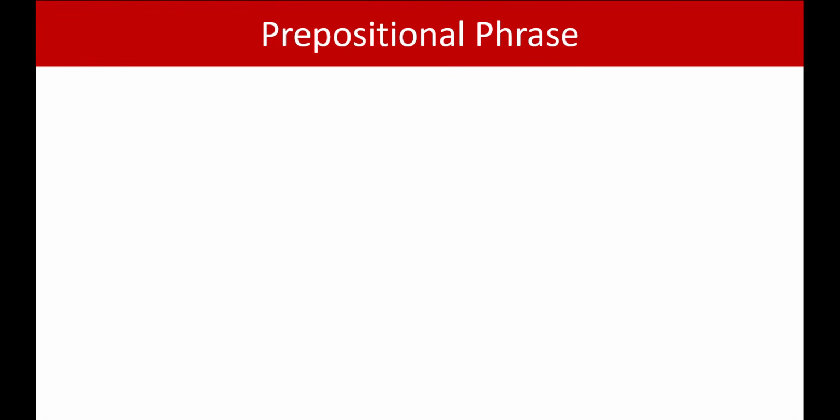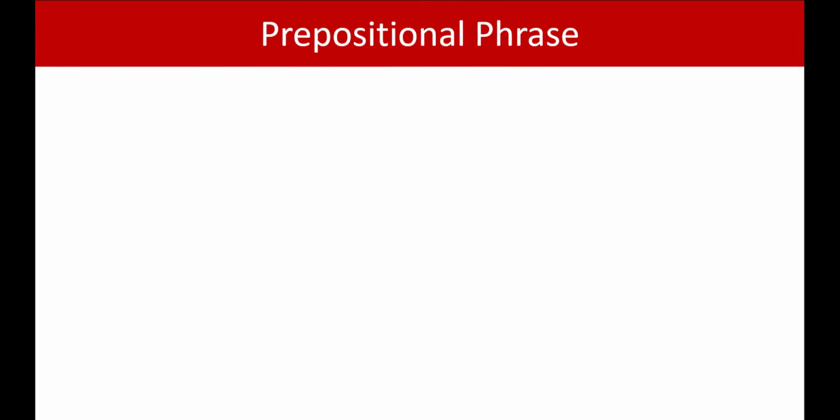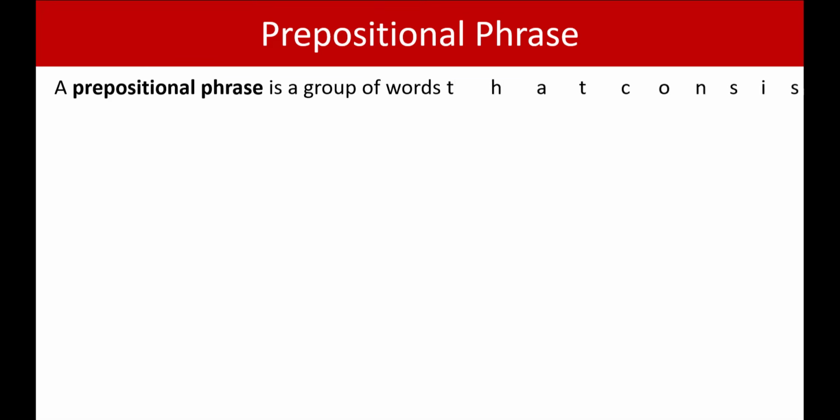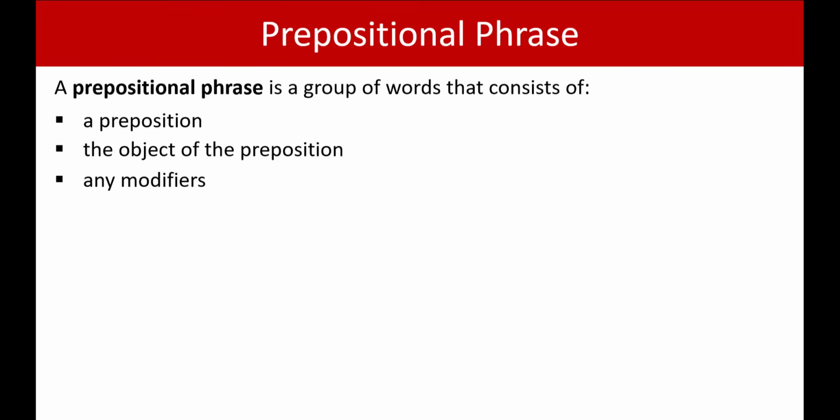In this video, we're going to look at the term prepositional phrase. Let's start with a definition. A prepositional phrase is a group of words that consists of a preposition, the object of a preposition, and any modifiers. Now, that sounds quite complicated, so let's just start with an example.